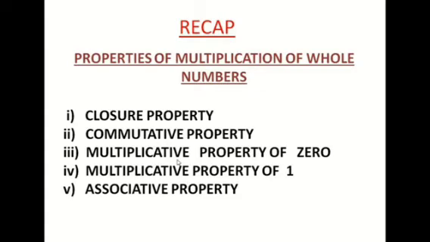Third property I explained, multiplicative property of 0. What does it mean? If you multiply any whole number with 0, the product will be always 0. In the general form we told as, if you take A as a whole number, A into 0 equals to 0 into A equals to 0.